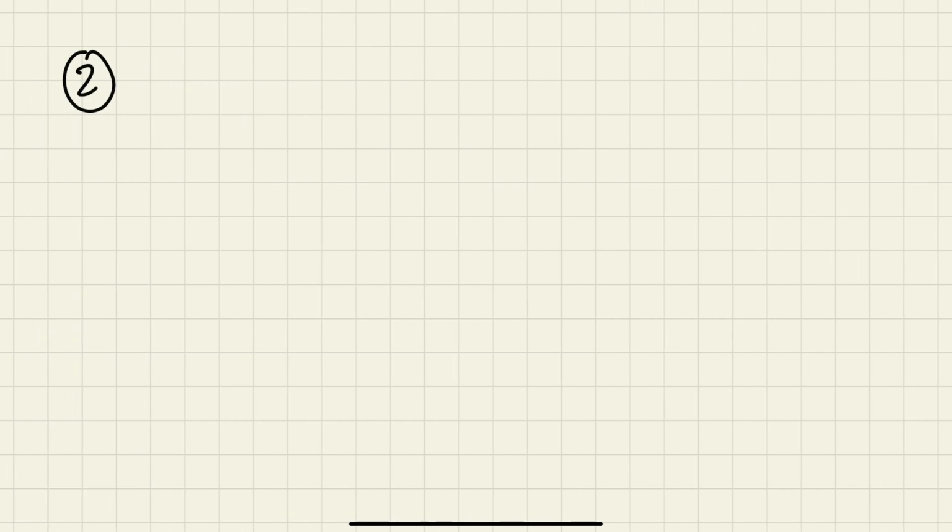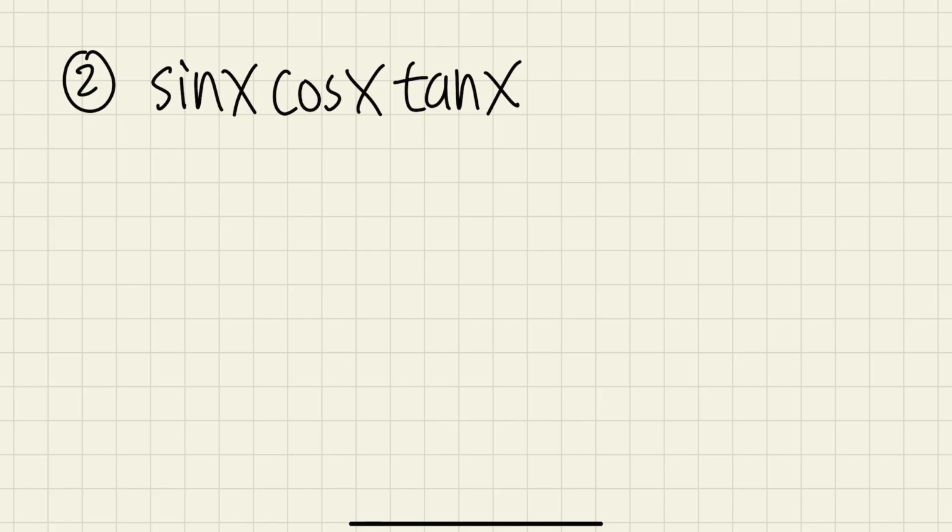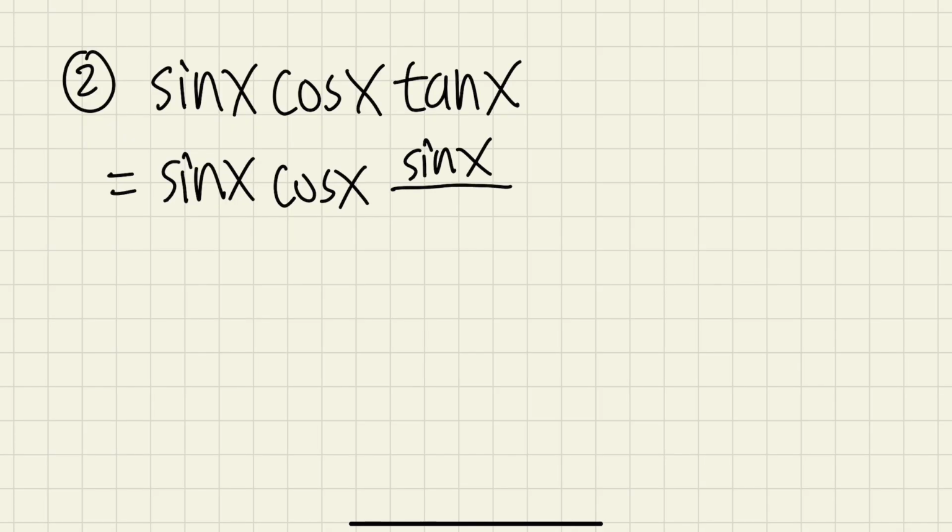Number 2, we are looking at sine x times cosine x times tangent x. Let's do the same thing. I'm just going to keep the sine x and the cosine x, but we are going to change the tangent x into sine x over cosine x. And remember, they are all multiplying. Now, we have the cosine x and the cosine x, they can be cancelled. And then we will multiply the sine x and the sine x, so that becomes sine square x. I'm just going to write the square right here. And we are done.